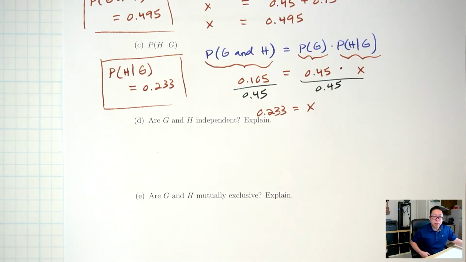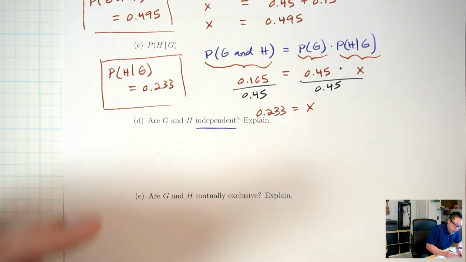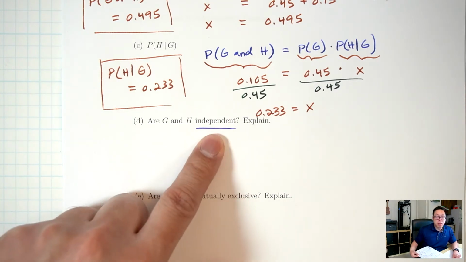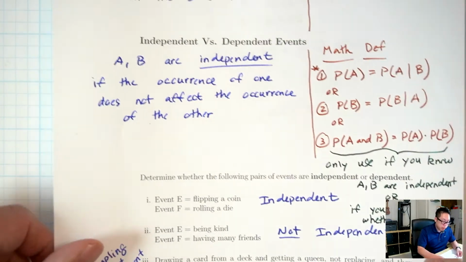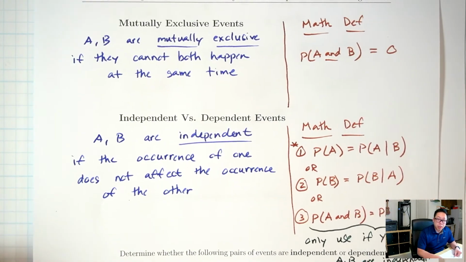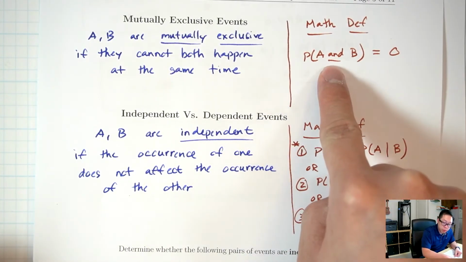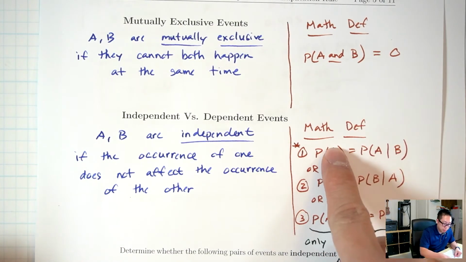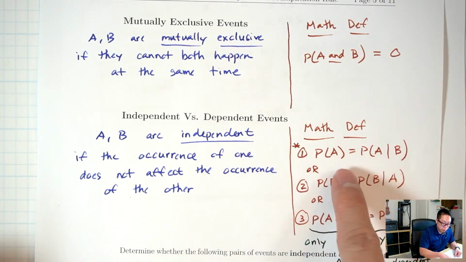Part D. Are G and H independent? Okay, so let's go back and look at our notes. Independent. The question is, which equation should you check? You really have two choices: this one or this one. So which one? Independent, you should be checking this one.